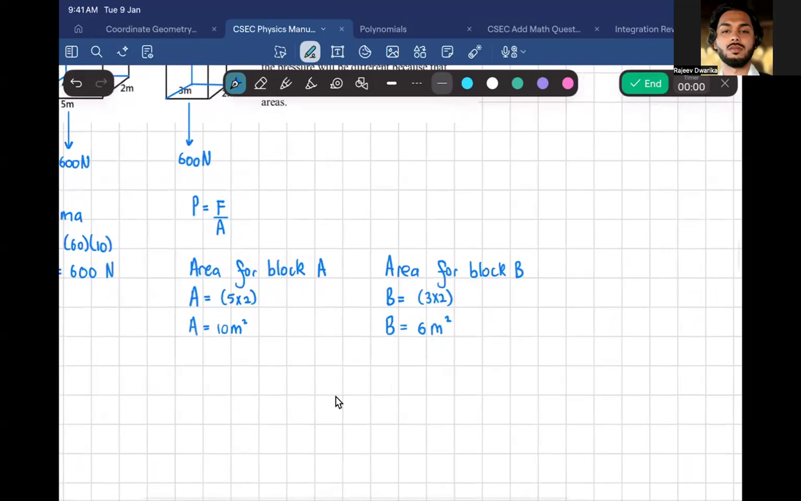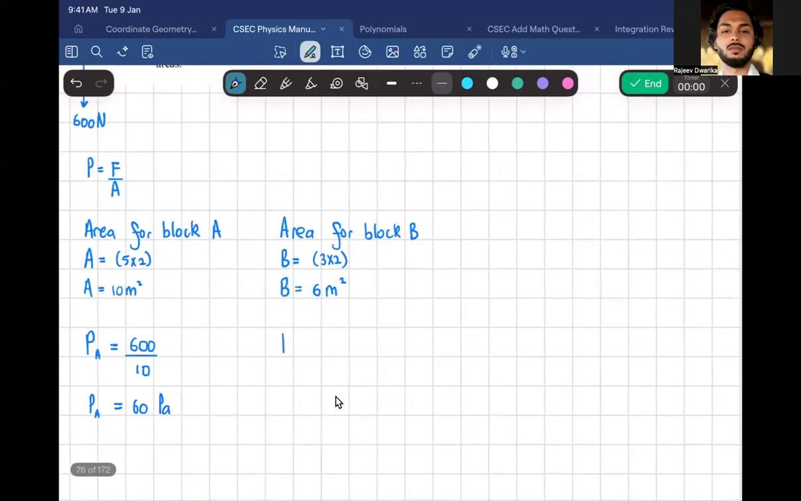So let's test that out. Let's actually find what the pressure is. So the pressure for A will be equal to its force. The force here is 600 all over the area. The area here is 10. So what's 600 over 10? 60. Right? And where's the units for pressure? Pa. Right? And what does that stand for? Pascals.